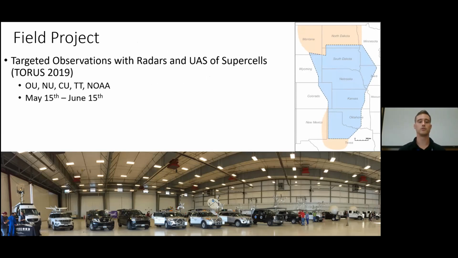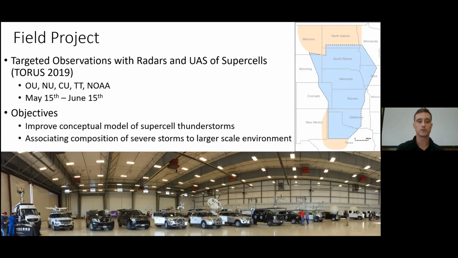Now, the TORUS field project stands for Targeted Observations with Radars and UAS of Supercells, and that's uncrewed aerial systems, which you can actually see here on the left, the University of Colorado vehicles. And there were several organizations that teamed together for this mission. We had the University of Oklahoma, University of Nebraska, University of Colorado, Texas Tech, and NOAA all grouped together for this mission. And it was in the spring of 2019, May 15th through June 15th. Now, the objectives were to improve the conceptual model of supercell thunderstorms and also associating the composition of severe storms to the larger scale environment.